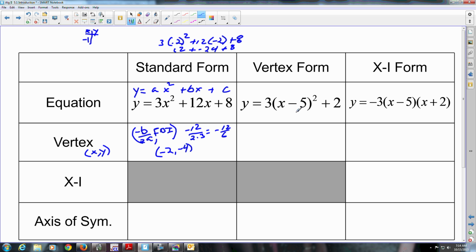To find the vertex in vertex form, you read this opposite and you read this one the same. So your coordinate is 5, 2.